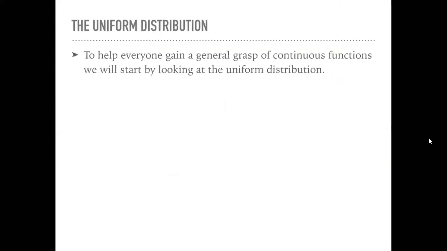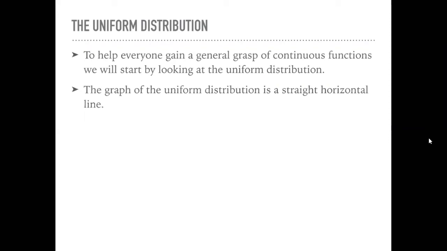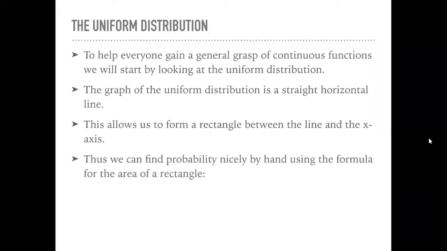So the uniform distribution. We're going to use the uniform distribution to help us all get a grasp or understanding of what's going on. The graph of the uniform distribution is a straight horizontal line, and this allows us to form a rectangle between the line and the x-axis. Now, if we have a rectangle, we should know the area of a rectangle. Area of a rectangle is length times width. Thus, we can use this to find probabilities.